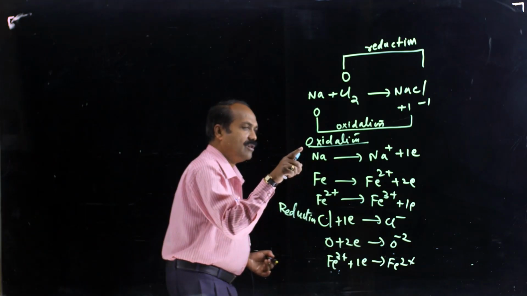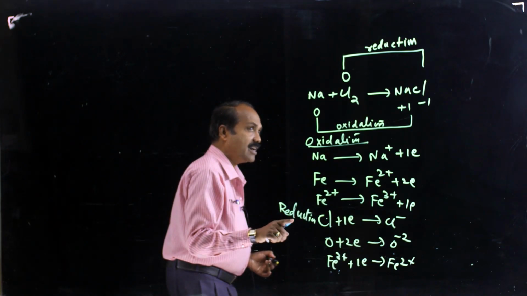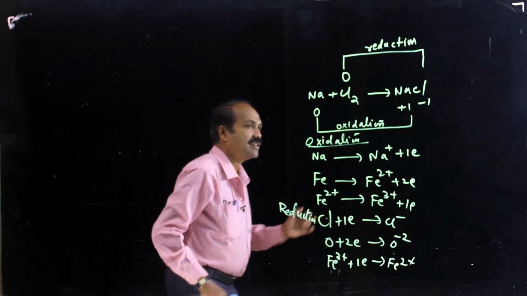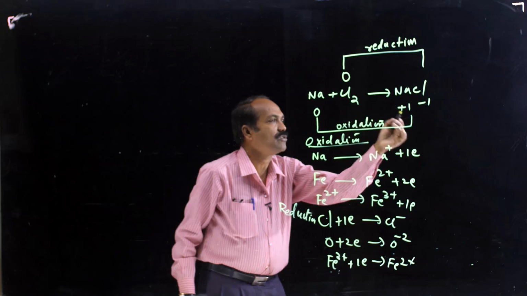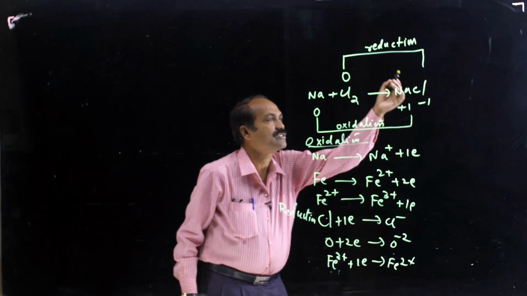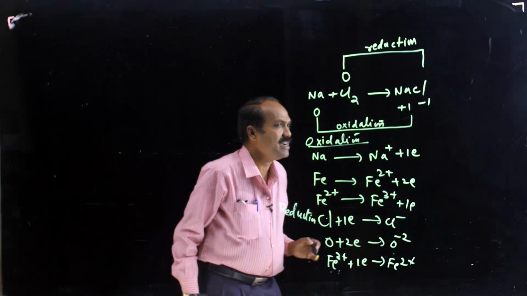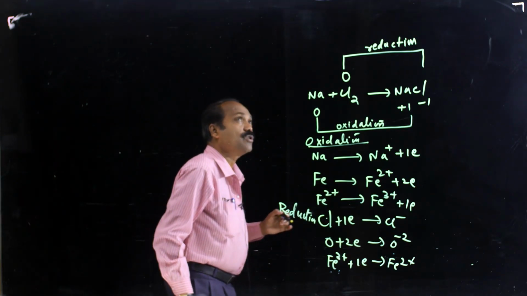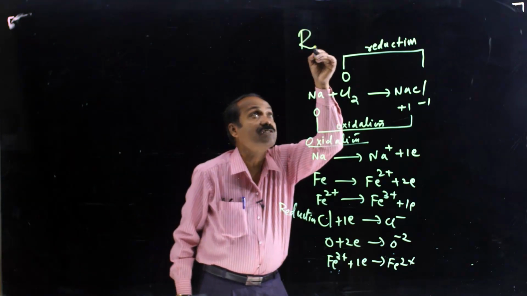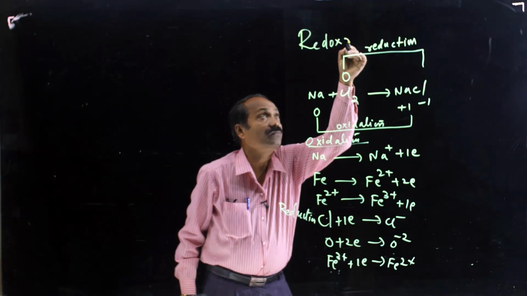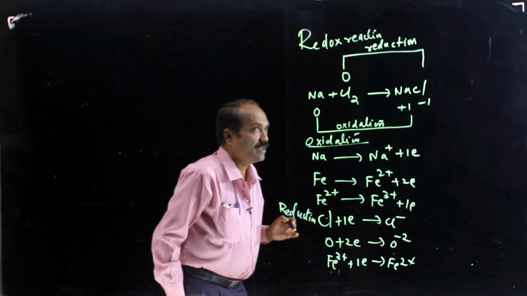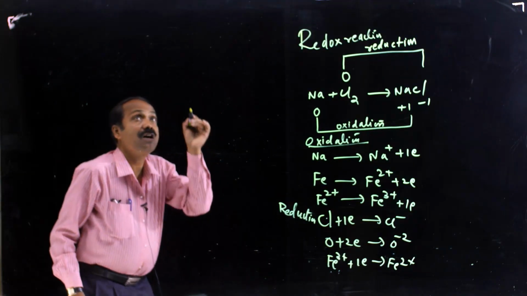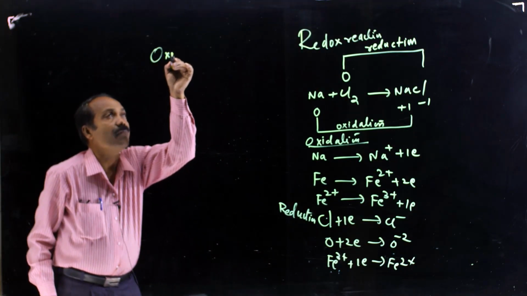These two processes are oxidation and reduction, whereas in this chemical reaction, both these reactions are taking place simultaneously. Sodium undergoes oxidation, chlorine undergoes reduction. Such a simultaneous oxidation and reduction process is called a redox reaction. In this chapter, I am going to define one term which is oxidation number.